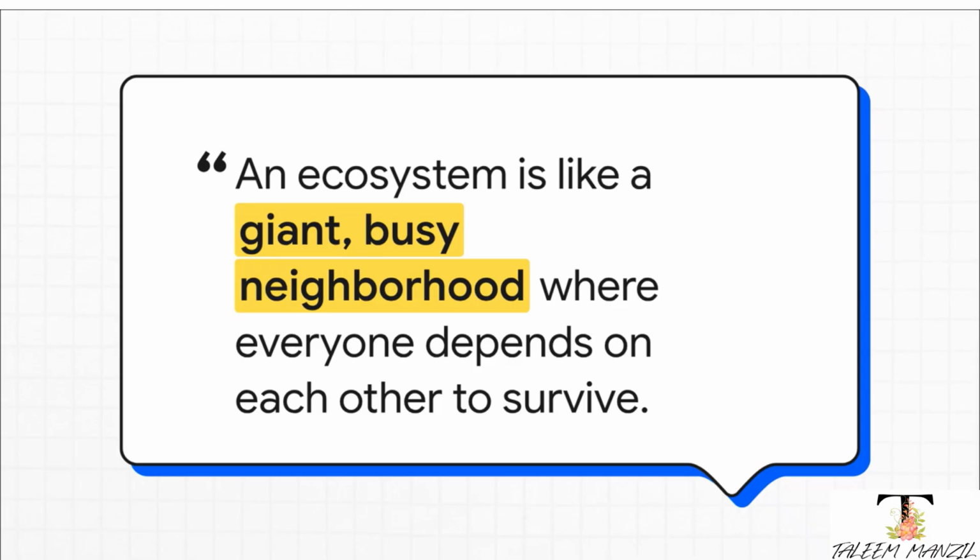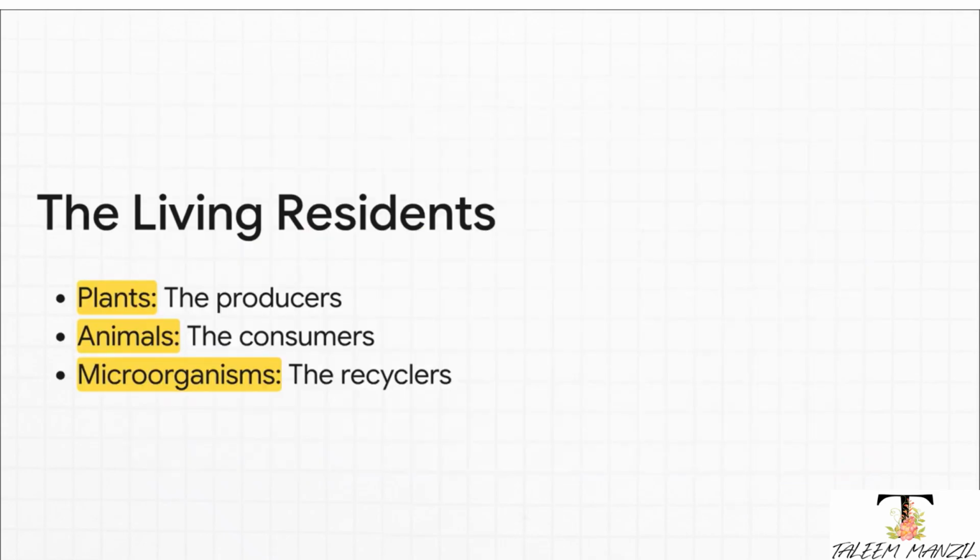And honestly, the best way to think about an ecosystem is to picture it as a giant, busy neighborhood where everyone and everything depends on each other just to survive. So, who lives in this neighborhood? Well, first you have the living residents, the biotic factors. You've got your plants, which are the producers. They're basically making the food for everybody. Then you have the animals, the consumers, who eat the plants or other animals. And finally, you have the guys who are often forgotten, the microorganisms, like bacteria and fungi. They're the essential recyclers, the cleanup crew, breaking down all the waste.